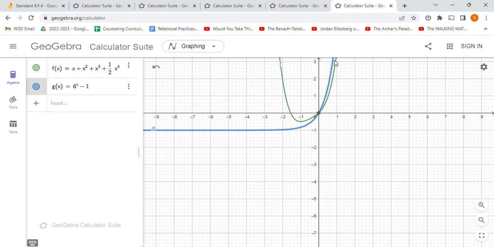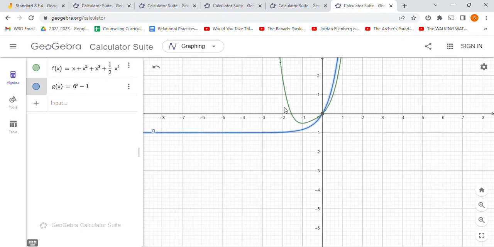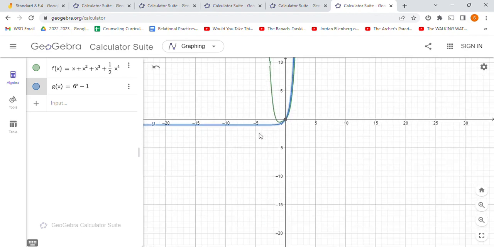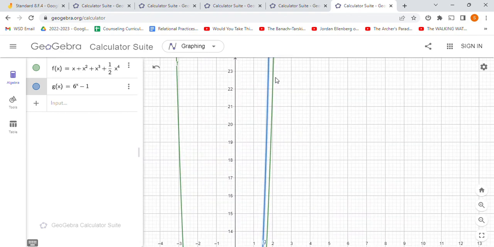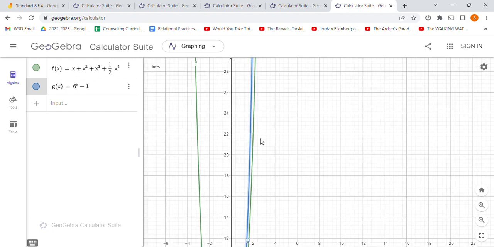I can't quite tell over on this side, so I'm going to zoom out and in a little bit, to see if there's an intersection right there. And looking over here, I can tell that this blue graph is getting steeper than the green graph, so they are going to separate and not have a solution over on that side.